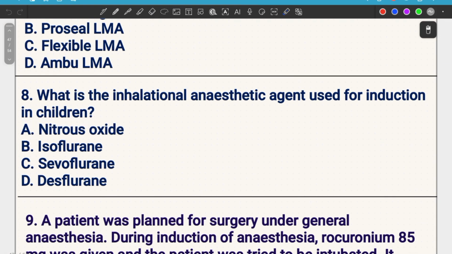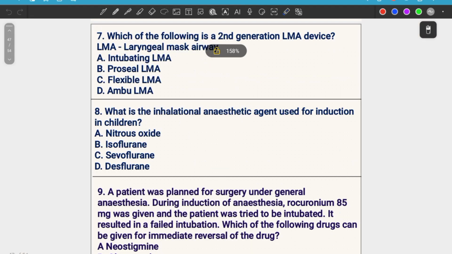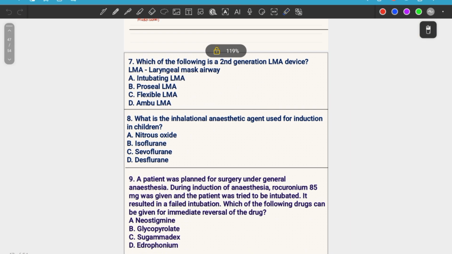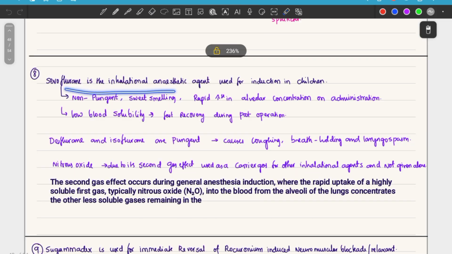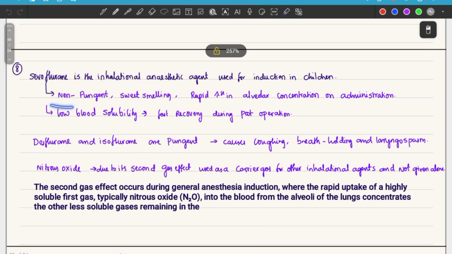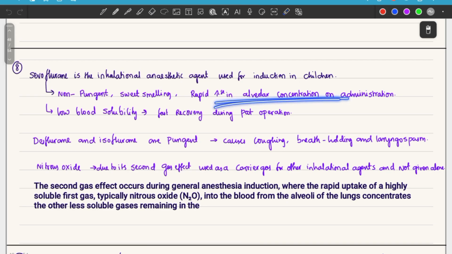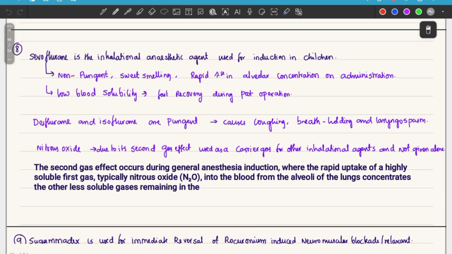Coming to the eighth one, what is the inhalational anesthetic agent used for induction in children? Save the children. Give Sevo. Sevoflurane, which has a sweet smell. So children will love it. Sevoflurane is the inhalational anesthetic agent used for induction in children. Non-pungent, sweet-smelling, alveolar concentration increases quickly, but blood solubility is very low. Hence, fast recovery during the post operation.